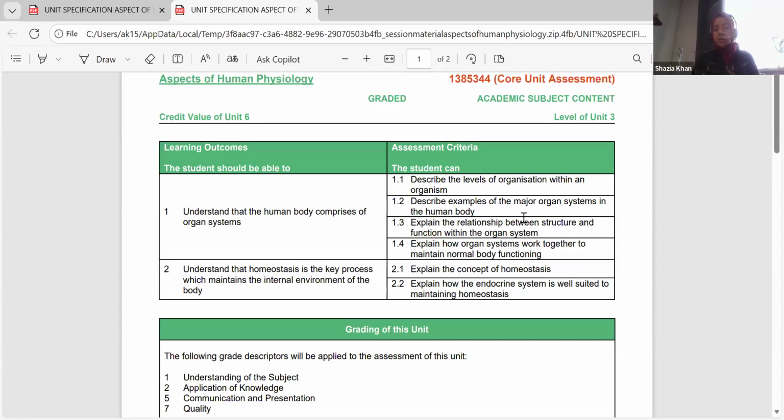The second learning outcome is to understand that homeostasis is the key process which maintains the internal environment of the body. Here, we will want you to explain the concept of homeostasis and to explain how the endocrine system is well suited to maintain homeostasis. So these are some of our learning outcomes. We will go through them in more detail.